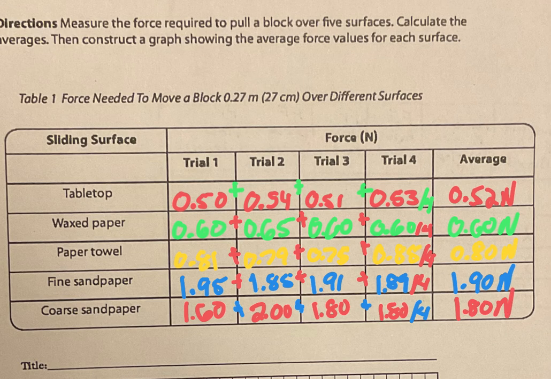All right, so let's think about the data here because you're having to visualize this. It was the easiest to pull it across the tabletop. It had the lowest frictional force associated with pulling the block. It was a little harder on the wax paper, required a little more force. The paper towel required a little more force than the wax paper. The sandpaper was almost over double the force required here. So notice from paper towel to fine sandpaper, it was over double the force. And the coarse sandpaper was a little easier to pull than the fine sandpaper. All right, so that is the table there.